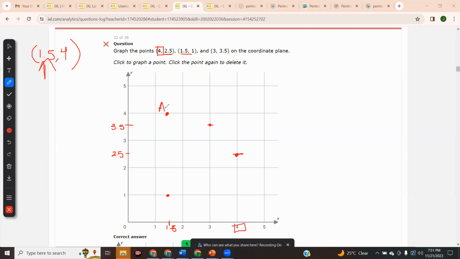Yes, Jeremy, you could go. Same thing with the 3.5, comma 5. You go in between 3 and 4, and then you go up 5. So it'll be up here. That's B. Make sense? Yes, sir. Good.